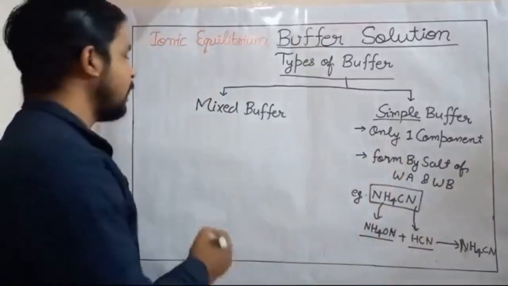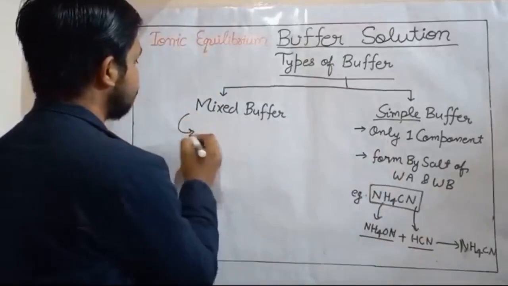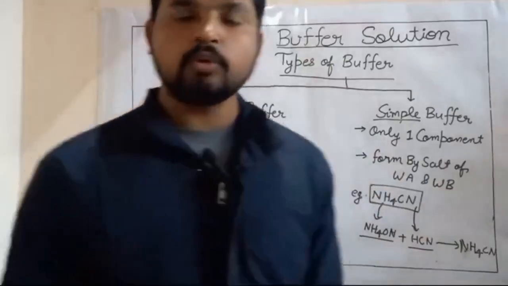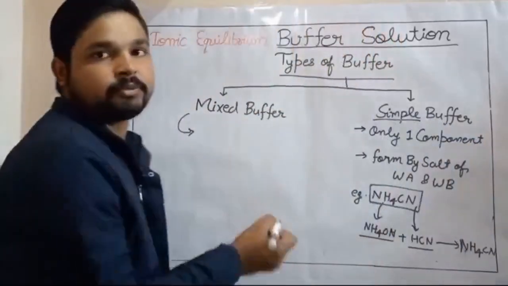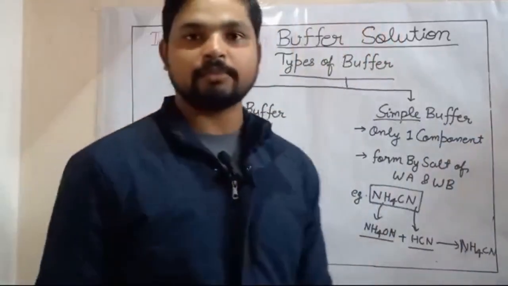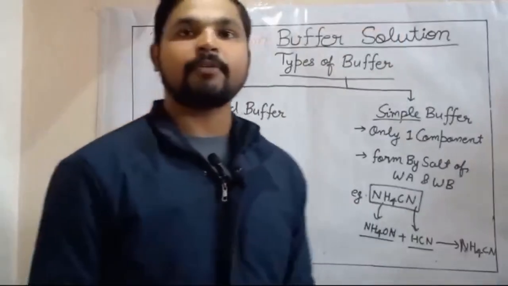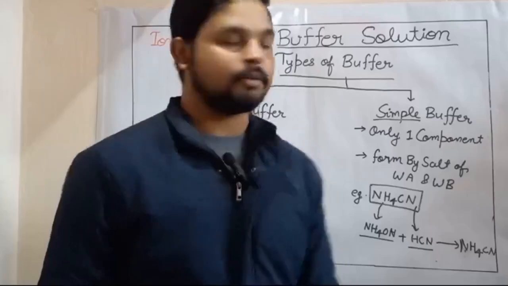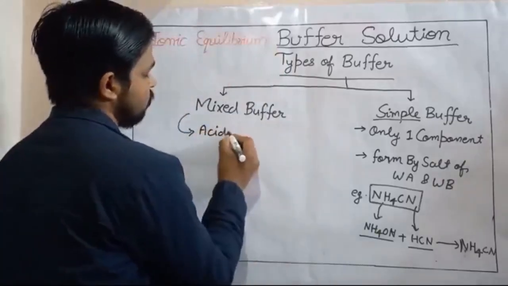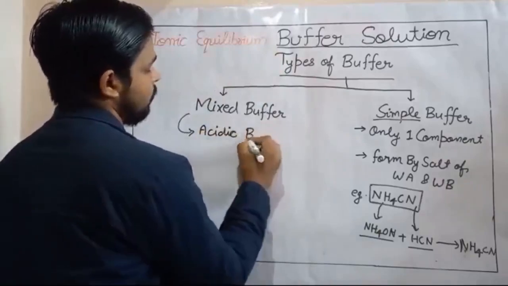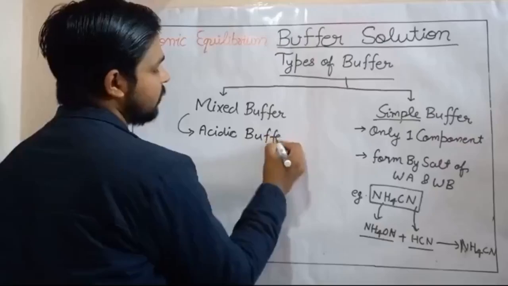Now we discuss mixed buffer. A mixed buffer contains two components, so it is called a mixed buffer. Further, mixed buffer can be classified into two types. First is acidic buffer, second is basic buffer. Okay student, first of all, we discuss acidic buffer.